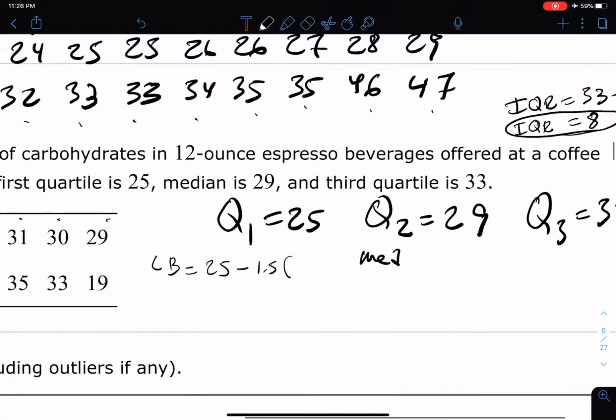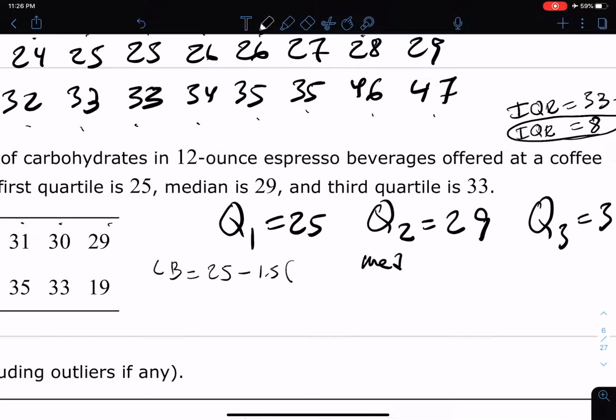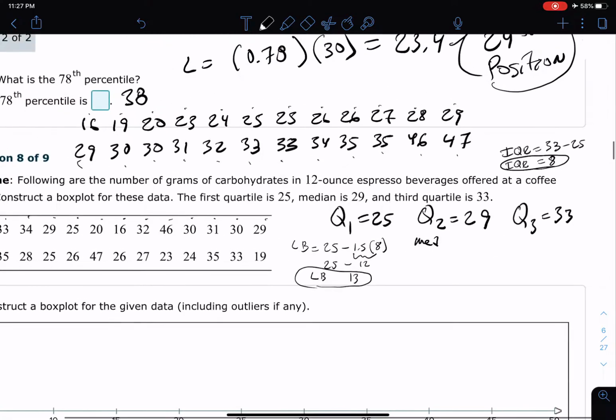So back to this problem, looking for the lower outlier boundary: 1.5 times the IQR of 8. 1.5 times 8 is 12, and 25 minus 12 gives me 13. So my lower outlier bound is 13. And when I look at my data that I so nicely organized, 13, 16 is within that range. So there's no outlier smaller than 16, so nothing to cross out there.